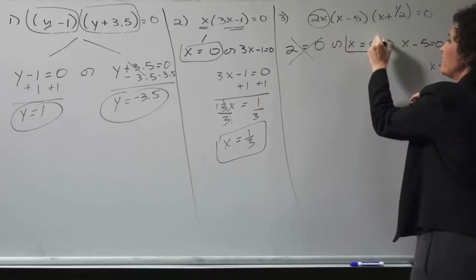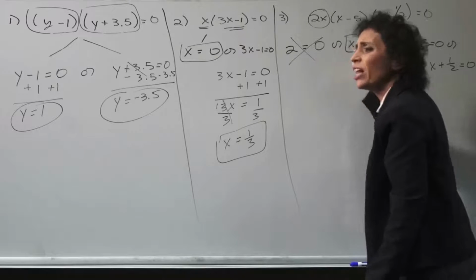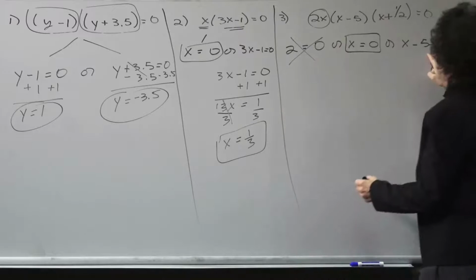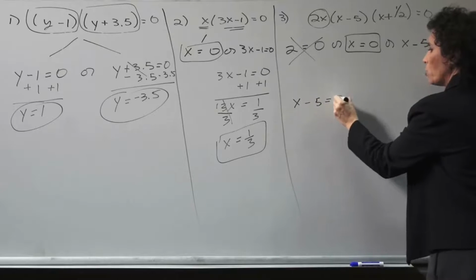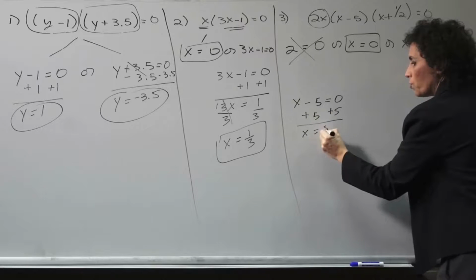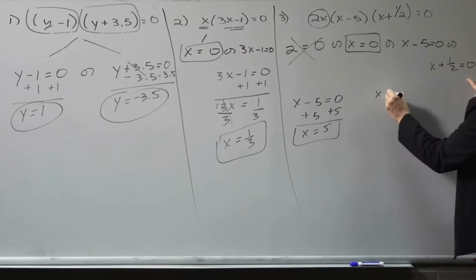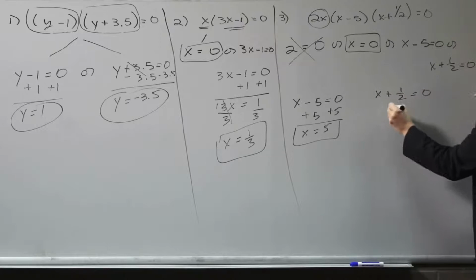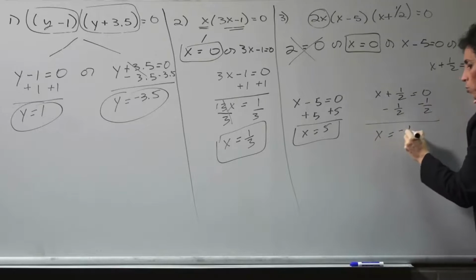X equals 0, yes, that's possible. Why is that one possible? That's possible because there's the variable. X can be 0. X minus 5 equals 0. I'm going to do these here because I'm running out of space. X minus 5 equals 0. I'm going to add 5. X equals 5. So there's another answer. X plus 1/2 equals 0. Subtract 1/2. X equals negative 1/2.